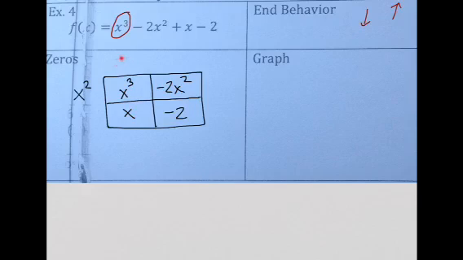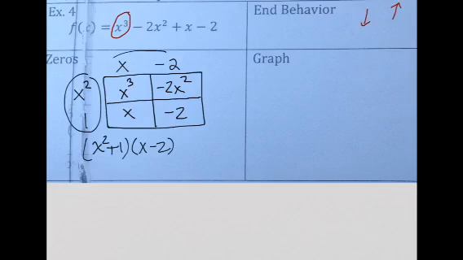And then you ask yourself, what times x squared gives you x cubed? The answer is x. And then what times x squared gives you -2x squared? The answer is -2. And then what times x gives you x? The answer is 1. And you check the last square. Is -2 times +1 equal to -2? The answer is yes, so that means you factored it correctly. So the two factors are x squared plus 1, which you get from here, and then x minus 2, which you get from up here.